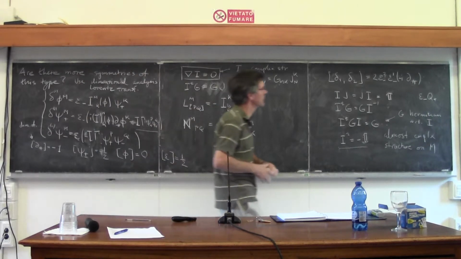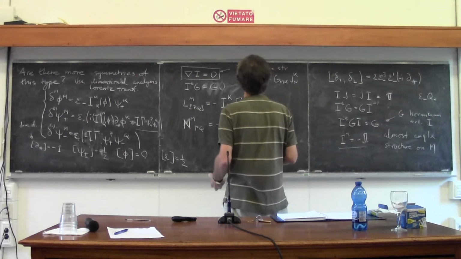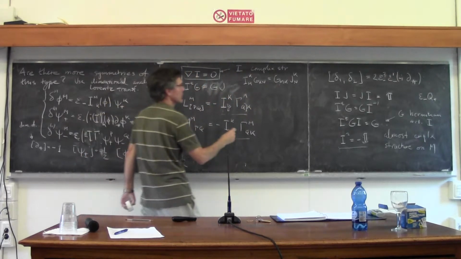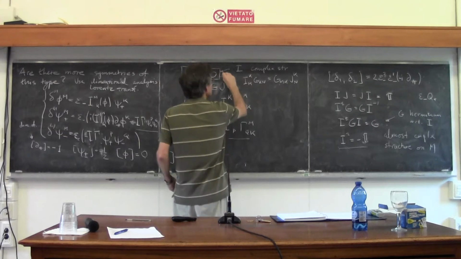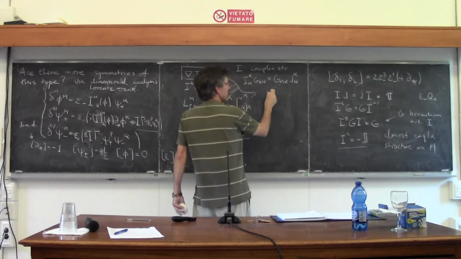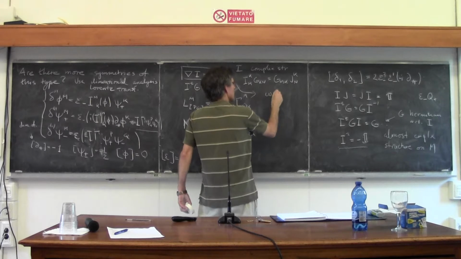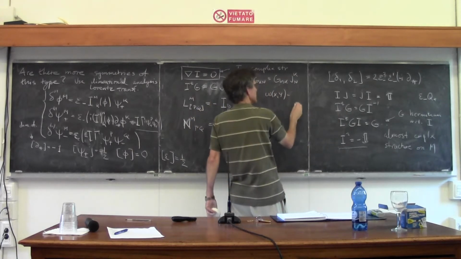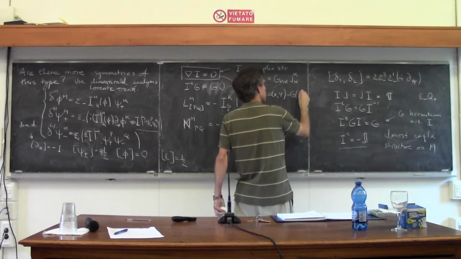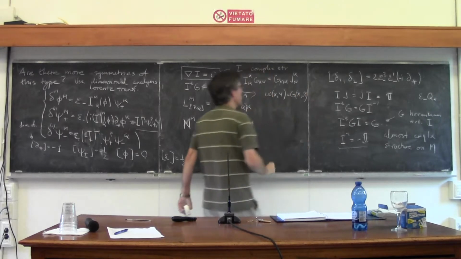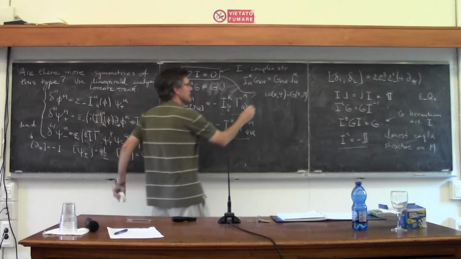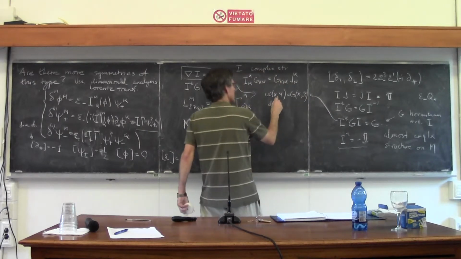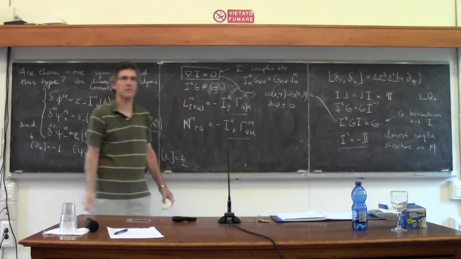So, from this relation, you can show that from the Hermiticity follows that this is a two-form. And from this relation follows that the differential is closed. This is the Kähler condition.